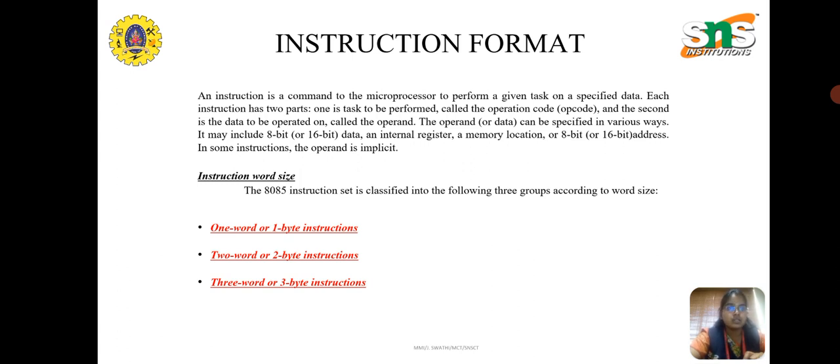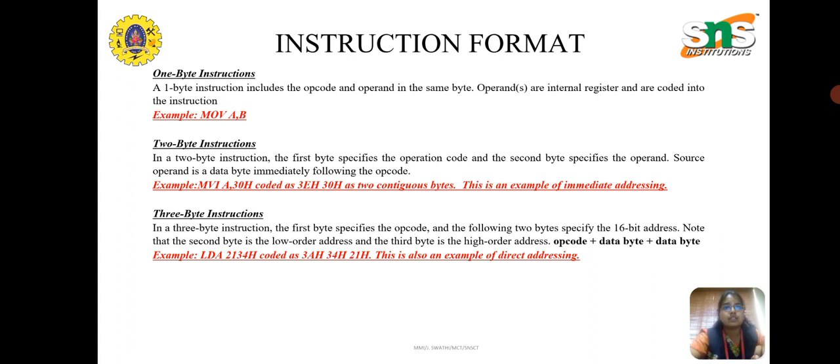In some instructions, the operand is implicit. In 8085, the length is measured in terms of bytes rather than words, because the 8085 microprocessor has an 8-bit data bus. The three types of instructions are 1-byte instruction, 2-byte instruction and 3-byte instruction. Here we are going to discuss these three in depth.